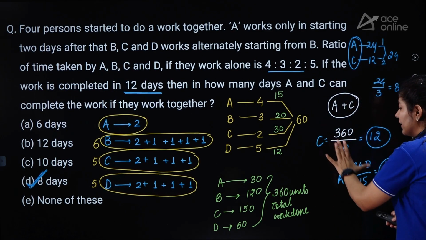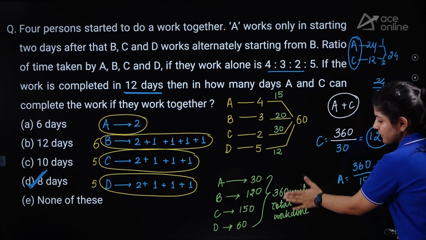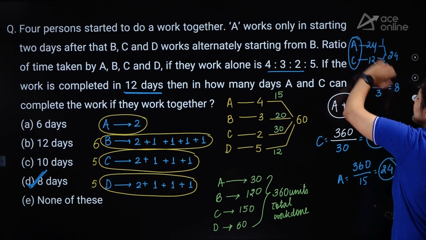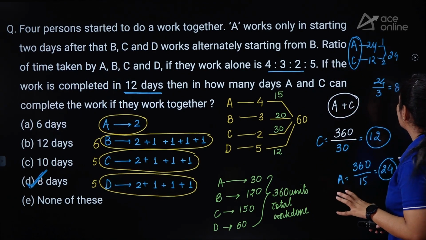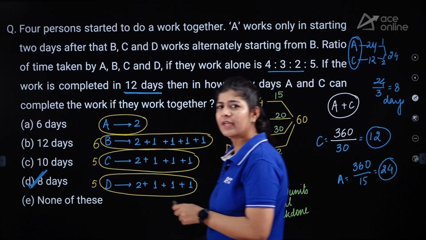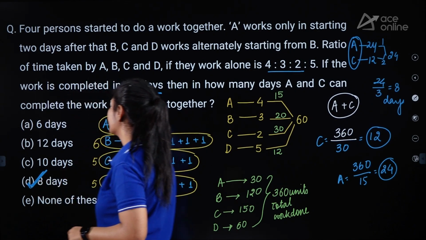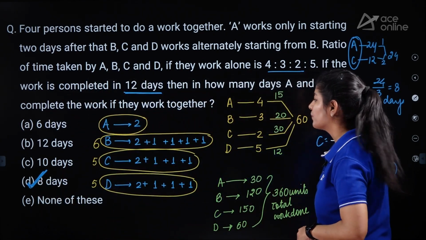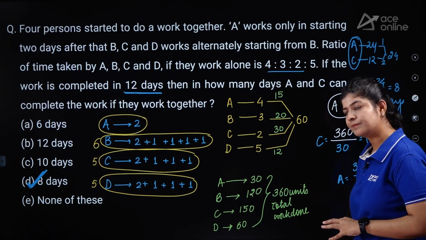So this is the individual time to complete this much of work, and after that we will just take the LCM of this, and we will get the correct answer as 8 days. So the correct answer over here is option number D. The correct answer over here is what? Option number D. Is it clear?